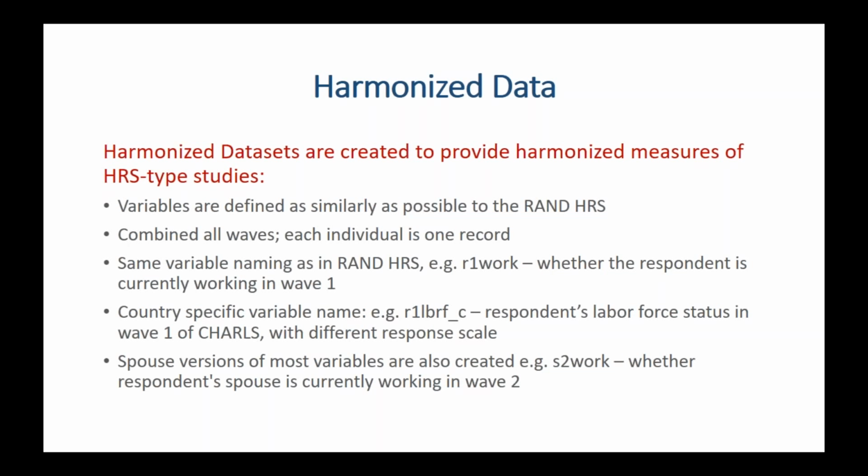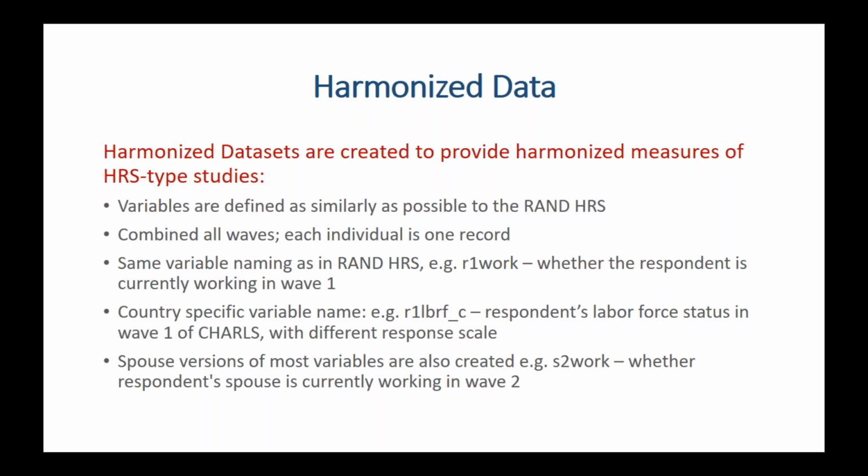We also include country-specific variable names. So for instance, let's say that a similar question was asked in a different survey, but perhaps the answer choices were different. We're not going to give that the same variable name because we don't think it's exactly comparable. But we'll provide that variable, and we'll give it an underscore C, for instance, meaning it's CHARLS-specific in this case. This example here is R1LBRF_C, the respondent's labor force status in wave 1 of CHARLS, because they used a different response scale than the RAND HRS, reflecting different employment and institutional differences between the US and China.